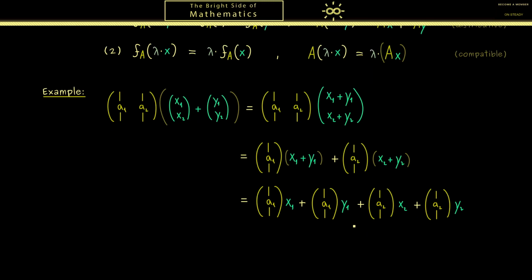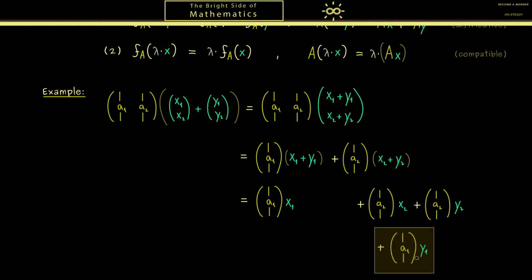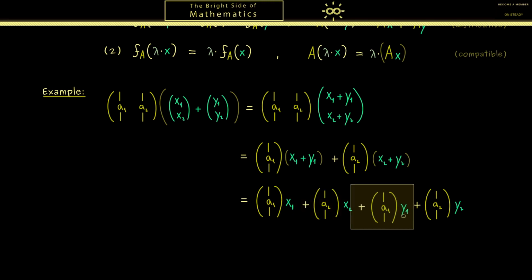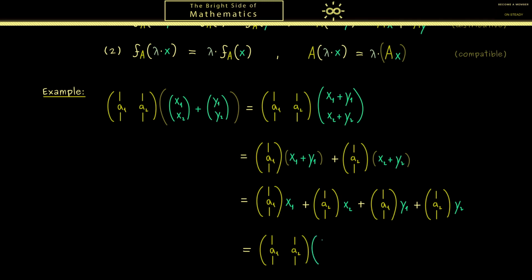Okay, and now you should see, we just have to rearrange the vectors here to get the right-hand side of our equation. So I would say, let's take this vector and put it to the right and this one to the left, and then we almost see what we have. Namely, it's again a matrix vector multiplication. But now, the first part here is the matrix A applied to our vector x. And of course, the second part here is our matrix A applied to our vector y.